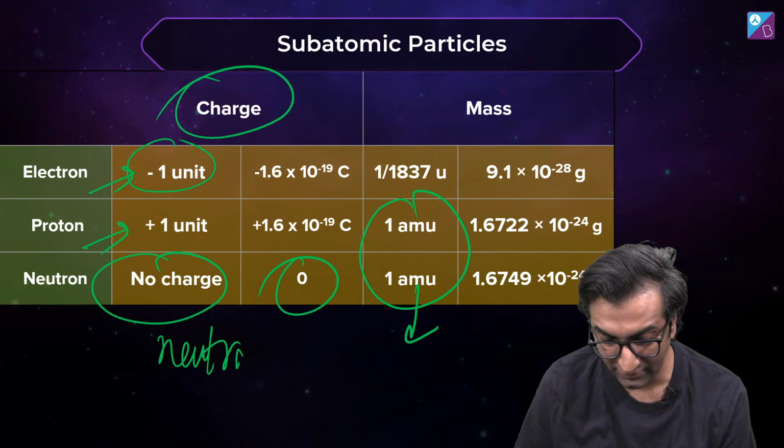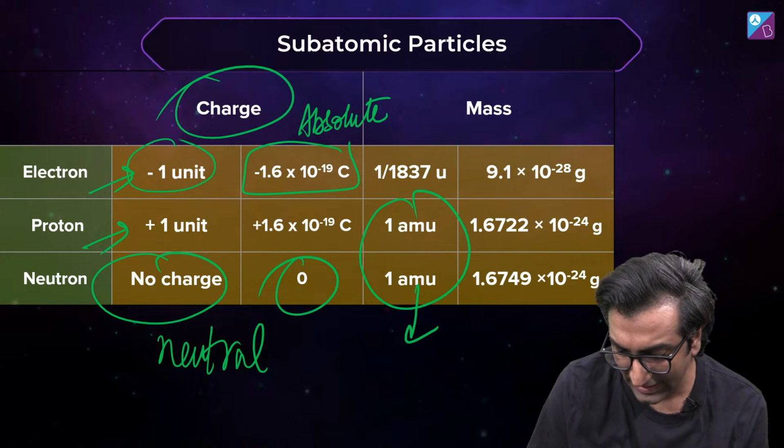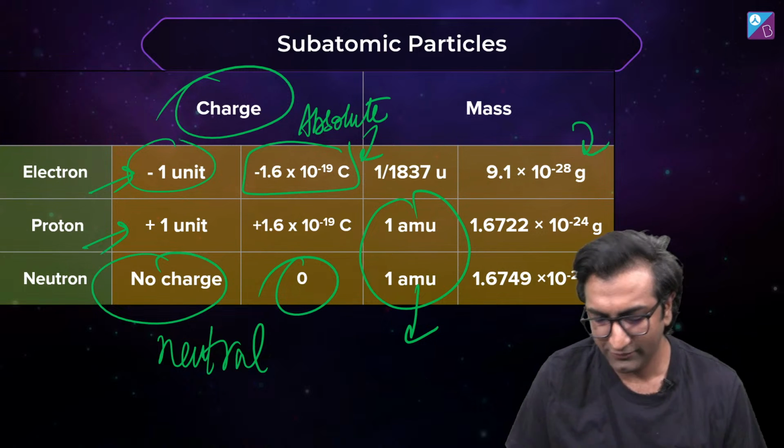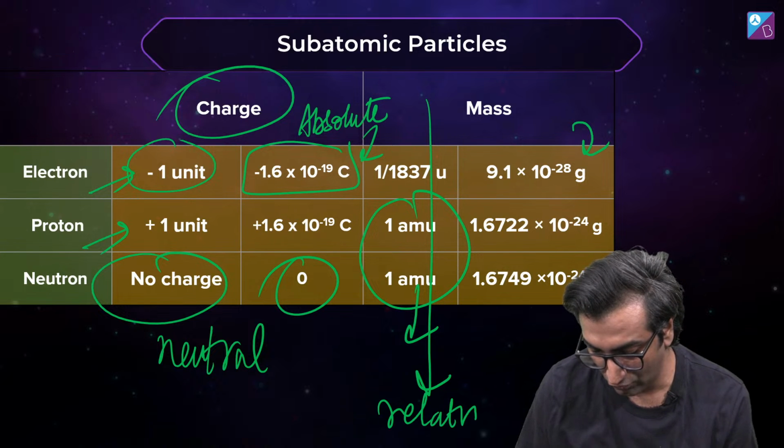Okay, और क्या क्या है? This is the absolute value. ये C क्या है? कूलम। G क्या है? ग्राम्स। मास, these are absolute values, and these are relative values.